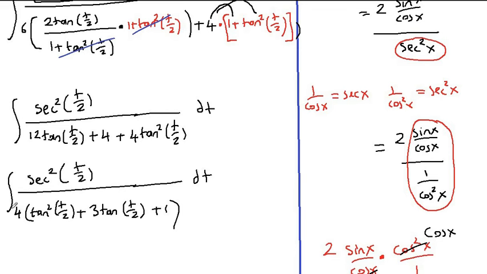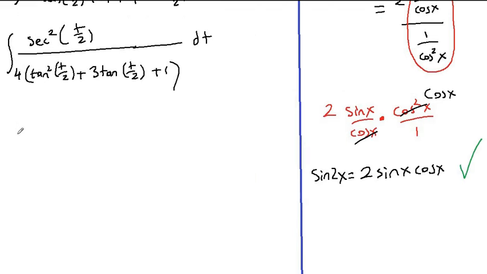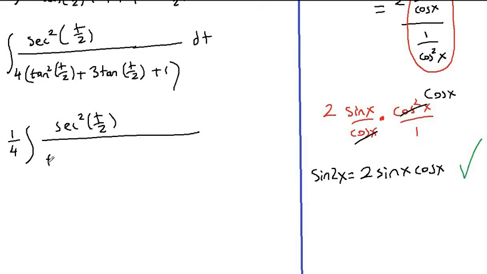Now we can pull out this 4 in front of the integral sign. This is in the denominator, so it's going to be 1 over 4. We have secant squared of t over 2, and then we have tangent squared of t over 2 plus 3 tangent t over 2 plus 1 dt. Now we're going to apply the completing the square technique. If you have not solved any completing the square problems in integration, you should do some practice on completing the square so you can recognize the pattern.